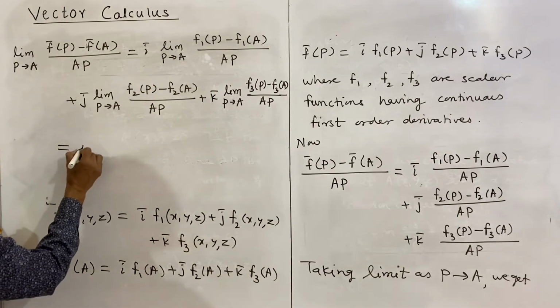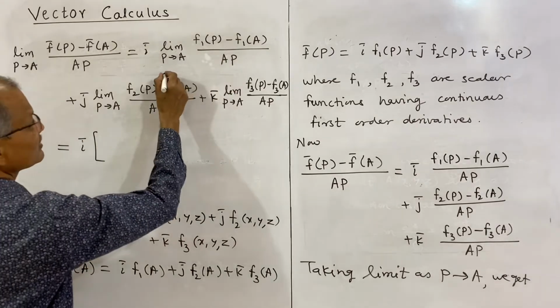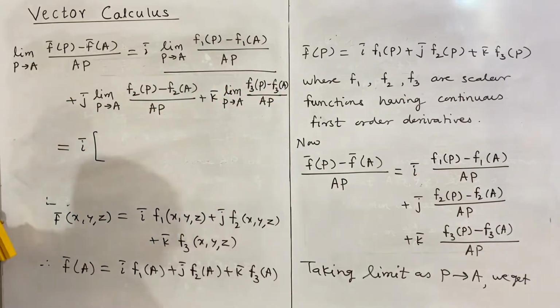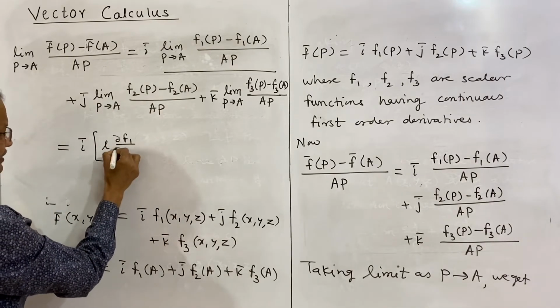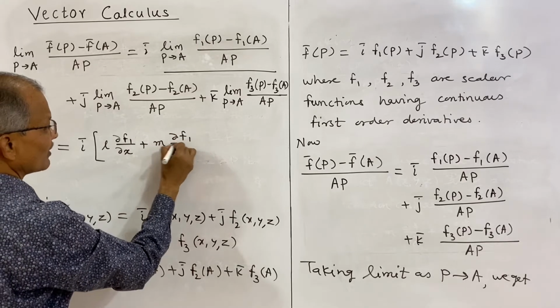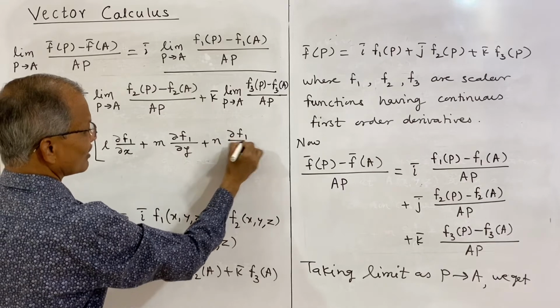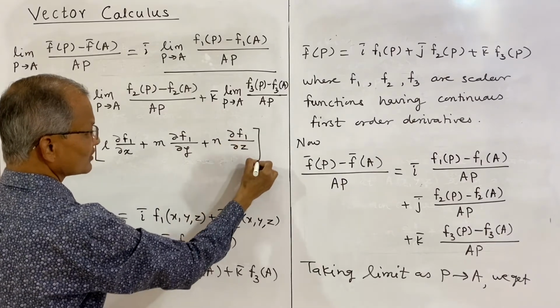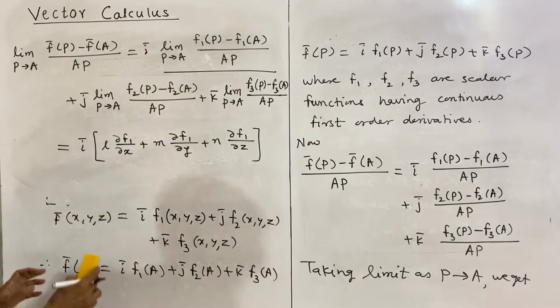So that is l, that is i into bracket. So this is the directional derivative of f1, and that is l ∂f1/∂x plus m ∂f1/∂y plus n ∂f1/∂z. So this follows by the earlier result exactly. Instead of phi here it is f1.